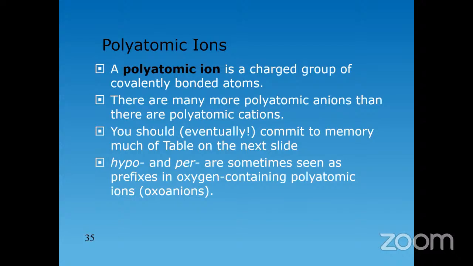There are some particular prefixes that you'll find in association with some oxygen-containing polyatomic ions, hypo and per. Basically, hypo means that you have one less oxygen than the ion which does not have the hypo prefix, and per means that you have one more oxygen.